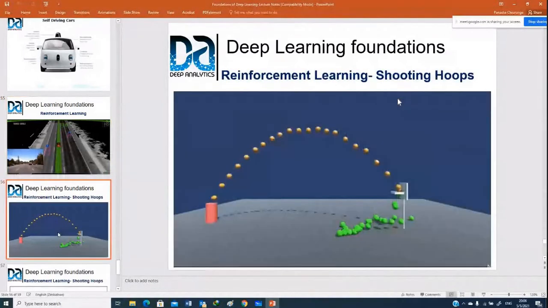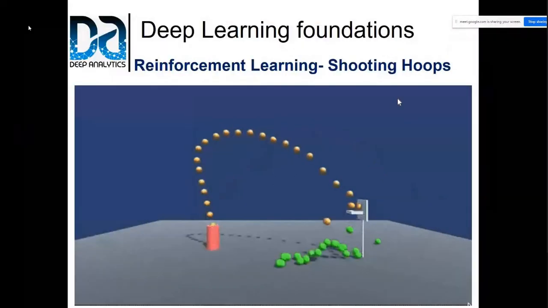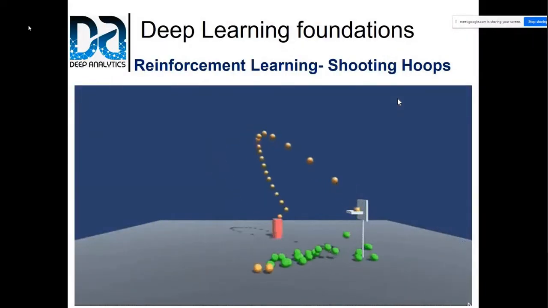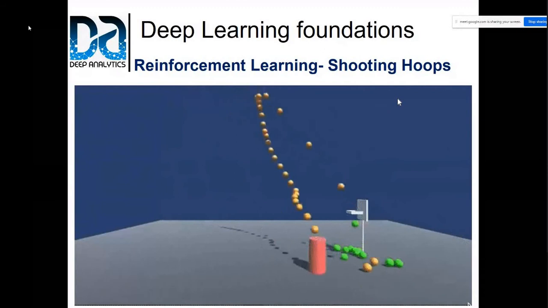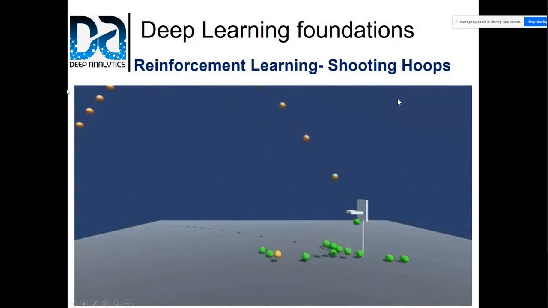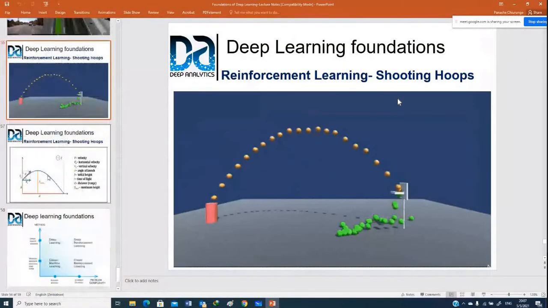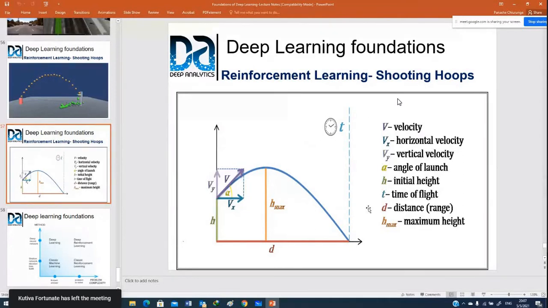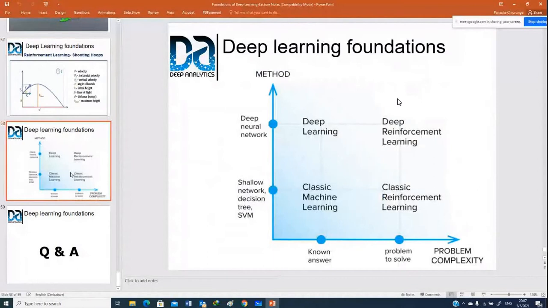So this is an example of a game using reinforcement learning that is learning how to play basketball, right? Where it's able to get the angle of the shots, no matter its movement, right? So this is how the problem was solved, and we'll do a detailed example of this when we are doing reinforcement learning in more detail.